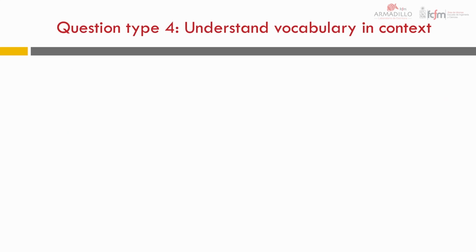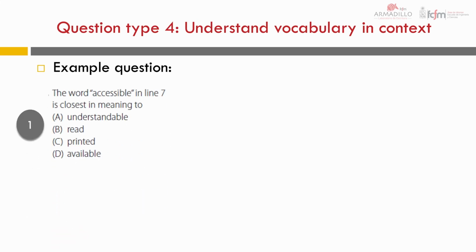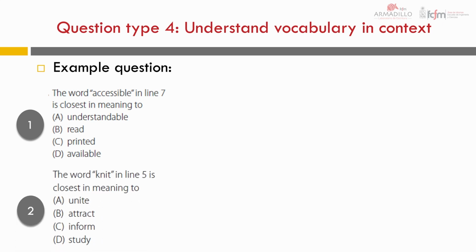Question type 4 is to understand vocabulary in context, which is a very frequent question in this section. So an example question looks like this: the word "accessible" in line 7 is closest in meaning to, and 4 different choices. Now in this question, the words that you are asked about can be very similar to Spanish, which can be an advantage, or they can be very different, which is a little harder to do. So we are going to work with example number 2. The word "need" in line 5 is closest in meaning to.